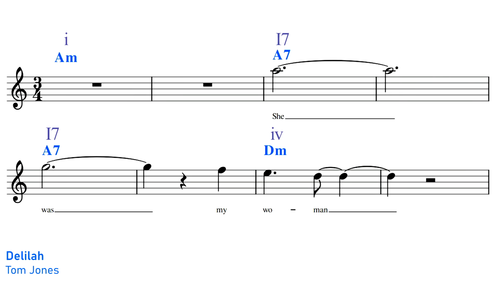Delilah by Tom Jones is another good example of this dominant 1 chord, but here used in a minor key. Here we're in the key of A minor, so when the music switches to the A7 chord, this is our secondary dominant, taking us to the 4th chord of the key, D minor.